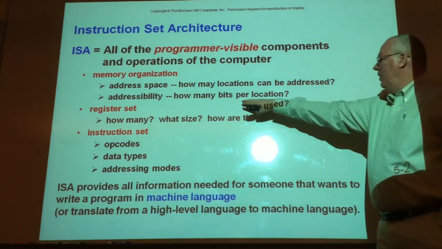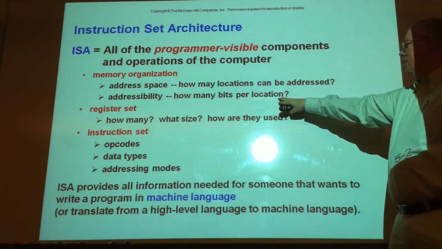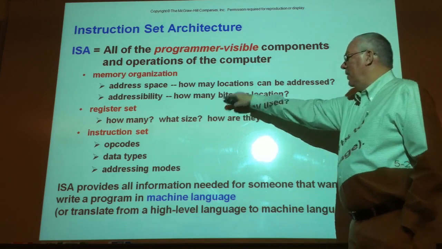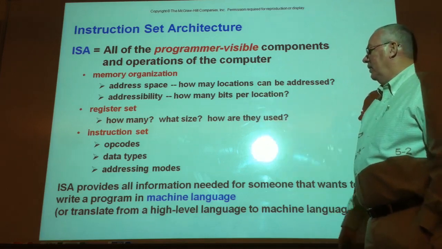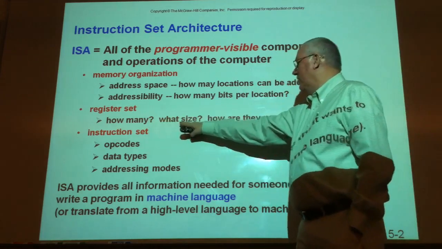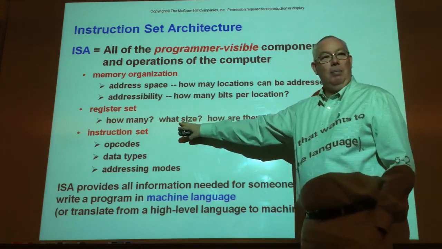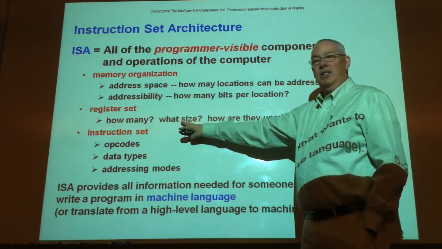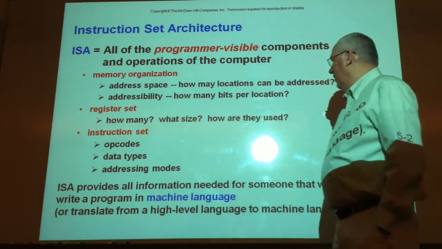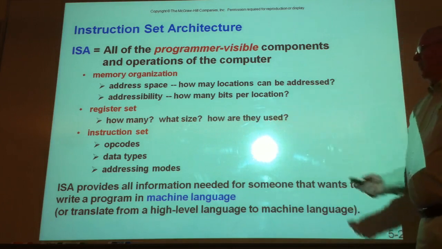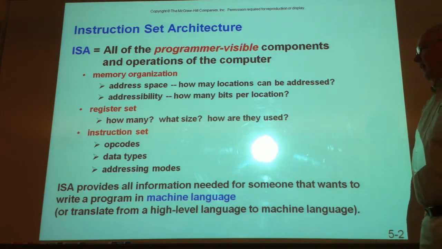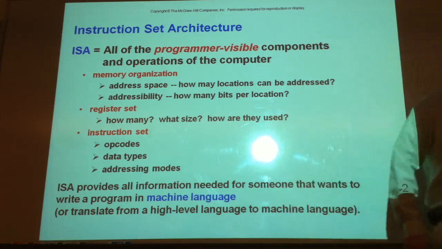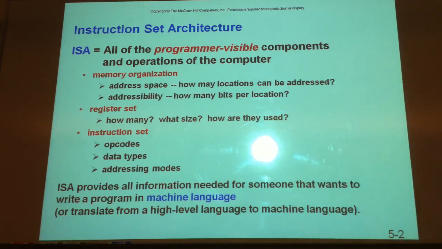So you need to know how many bits per location. This is the addressability, address space. Register set, how many, what size. Register size is like I showed you on a Pentium, 8-bit, 16-bit, 32-bit. LC3 is 16-bit, they're all 16-bit. How are they used? Now the other thing too, this is important on how they're used, because most processors do not have, well they call them general purpose registers, but they're not.